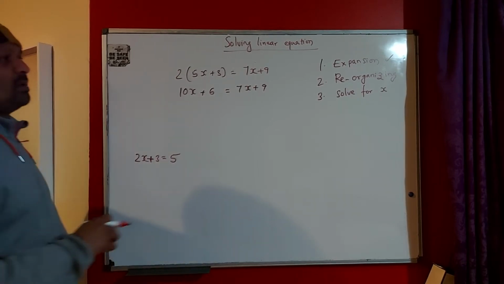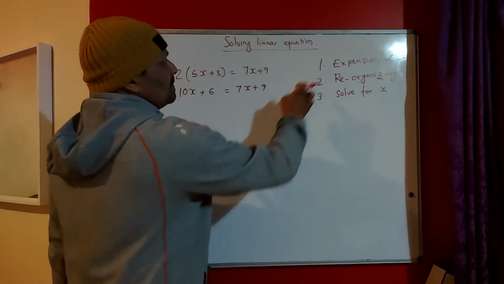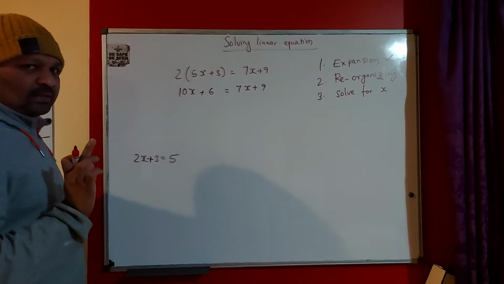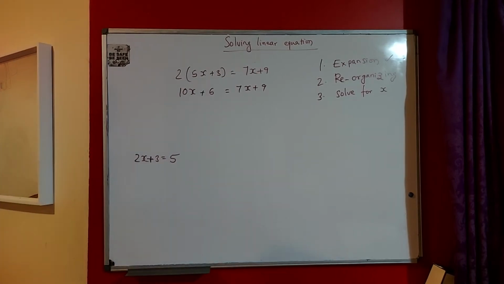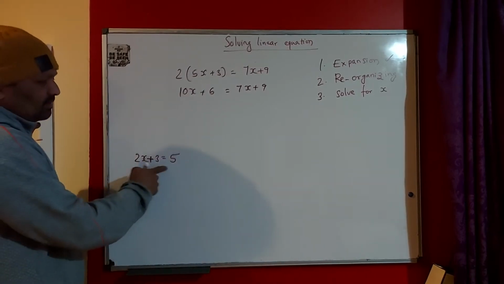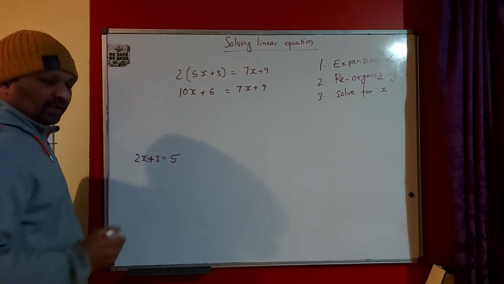Okay? You simply go with this step and this step. This is optional, as I said. Optional, I said, because this is needed only when you come across brackets. Otherwise, it is not needed. So, this is another example where there is no need for expansion. There is no bracket here.